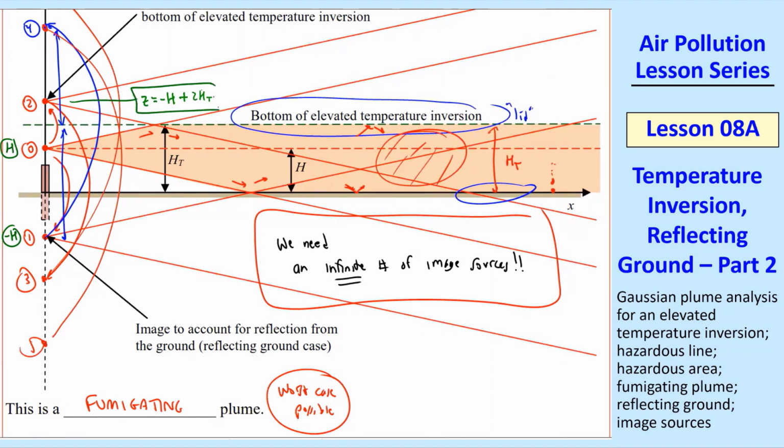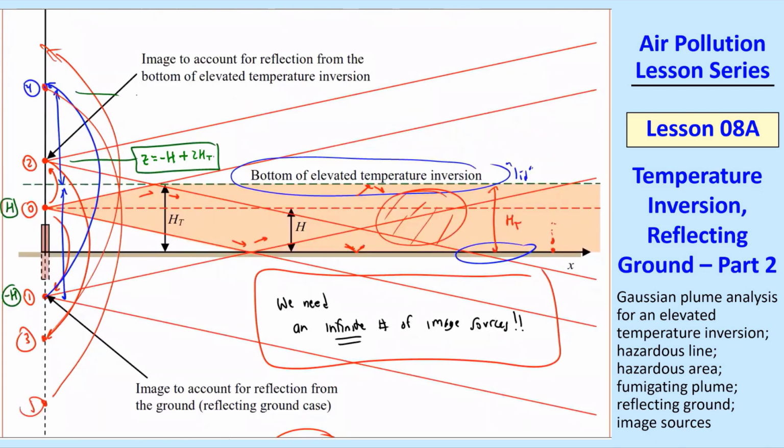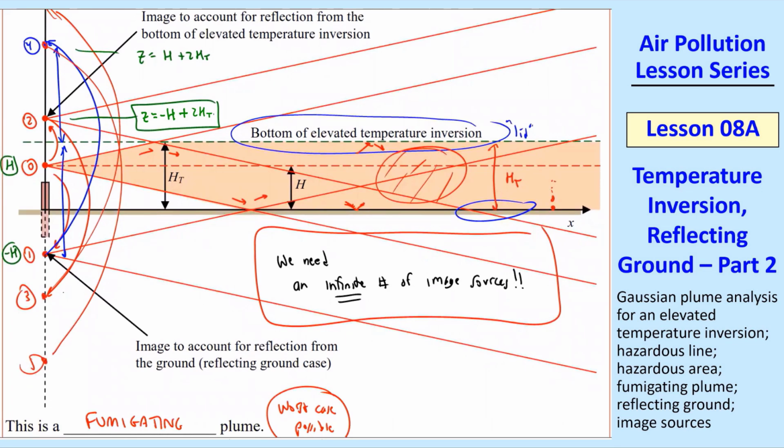That was from our previous lesson. And then you can keep doing this. This 4 here would be z equal h plus 2ht. Again, just doing the geometry here. This one down here, which I called number 3, would be at z equal h minus 2ht.